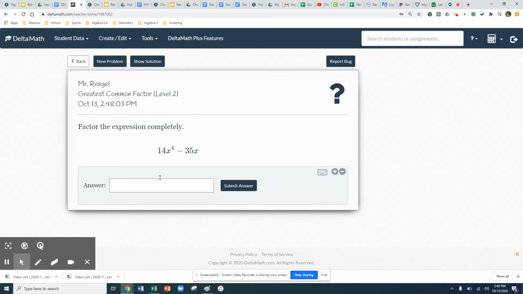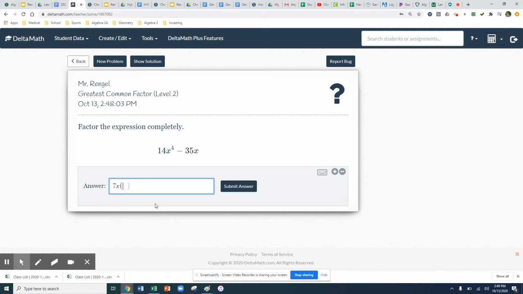So as I look at this problem, I looked at the numbers first. I've got a 7 that goes into 14. I've got a 7 that goes into 35. I've got an x I could factor out of x to the fourth, excuse me, and then I've got an x I could factor out of that x. To rewrite this, we're going to actually write it like the distributive property. We'll start by putting the GCF out in front of the problem, 7x, and then we'll open up a set of parentheses to put the remaining polynomial that cannot be factored in those parentheses.